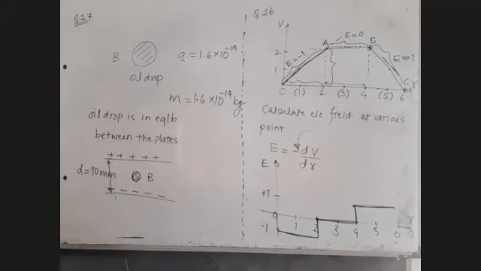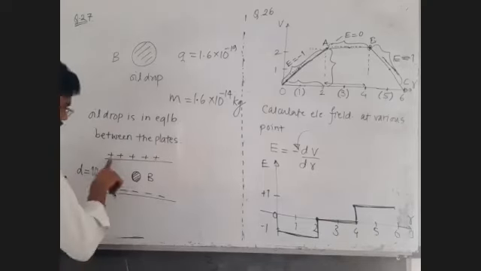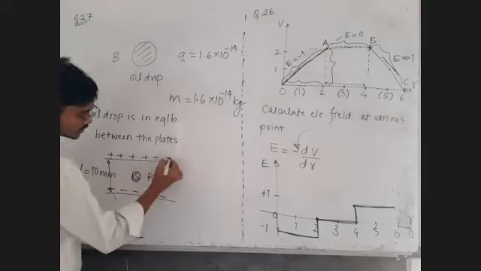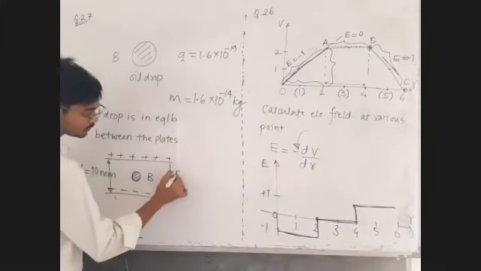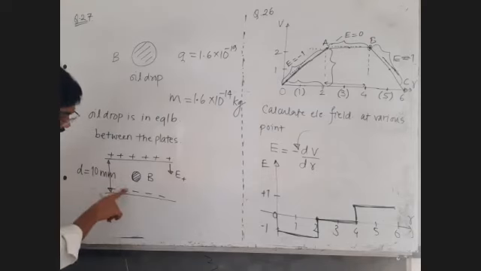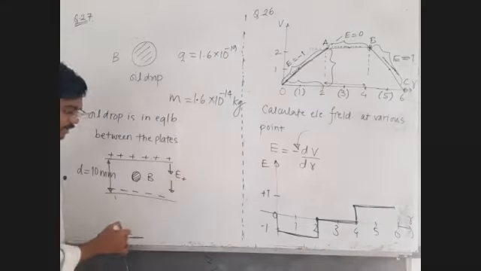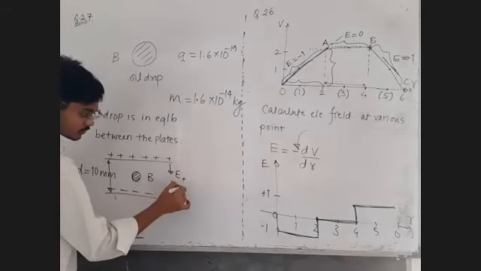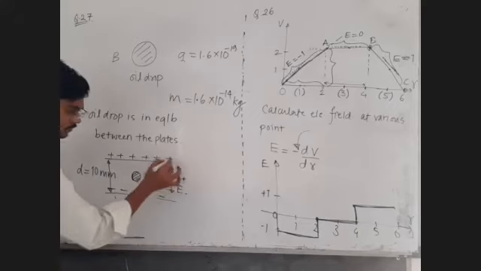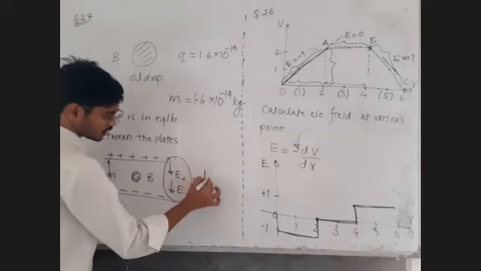Okay, next. Find out the electric field between the plates. In this region, there will be an electric field. Because of the positive plate, the electric field will be vertically downward, away from the positive. And in this region, the electric field because of the negative charge will be towards the negative charge. The total electric field will be the addition of these two electric fields, and it will also be vertically downward.